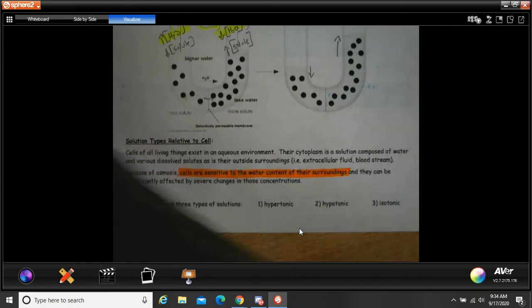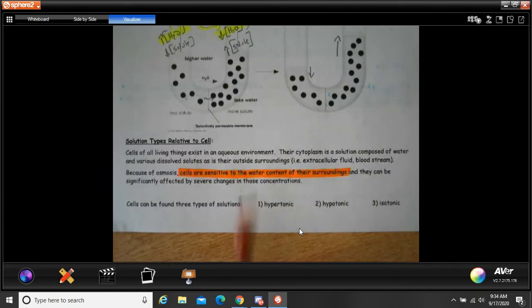Okay? All right, so there were 3 general types, depending on the severity of them, well, for 2 of them anyway. So there's a hypertonic solution a cell could be in, a hypotonic solution a cell could be in, and then an isotonic.